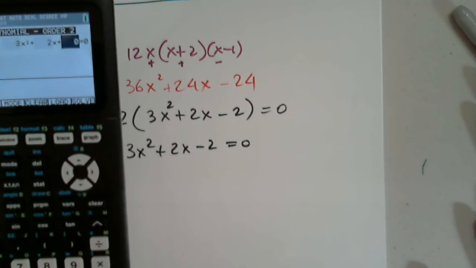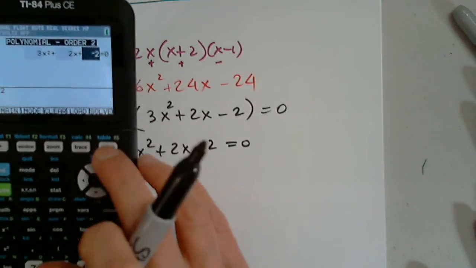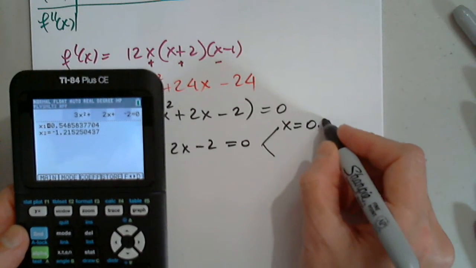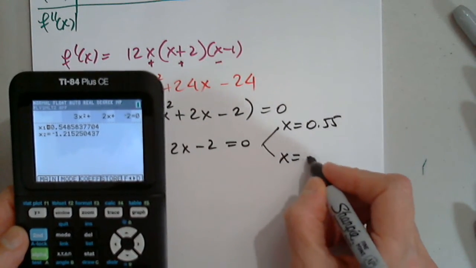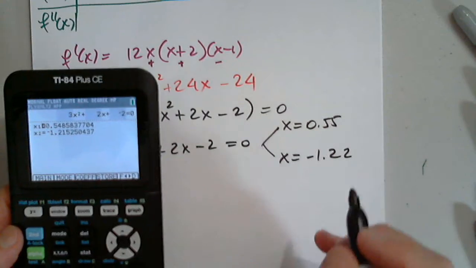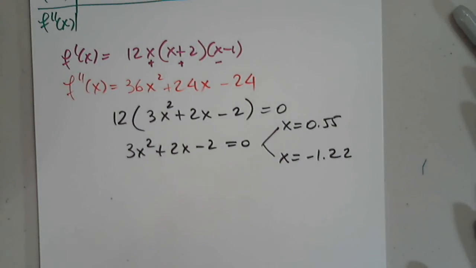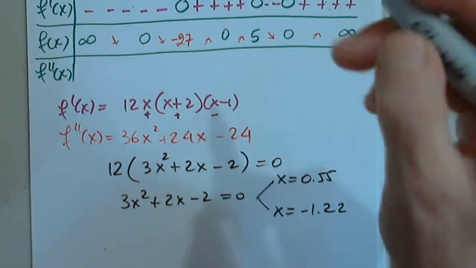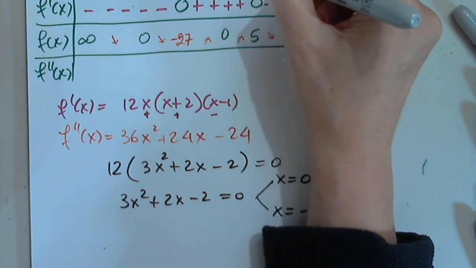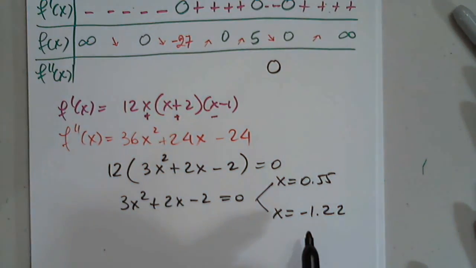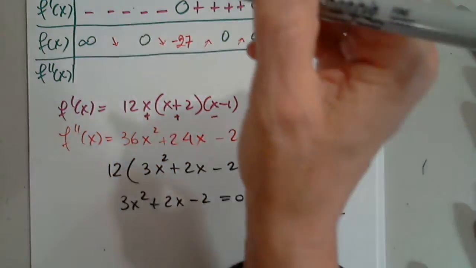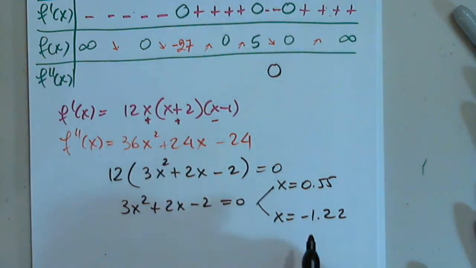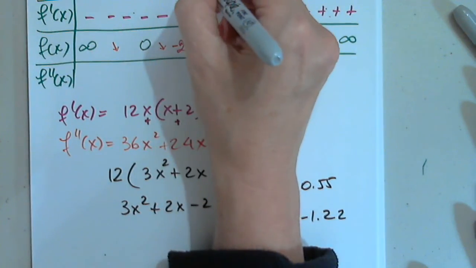Okay, good. And solve. So the solutions are x equals 0.55 and x equals negative 1.22. Of course, just intentionally to mess me up, right? So then I have to put in here 0.55, and this is 0, and negative 1.22. So in here, this is extremely important to put in the correct place.